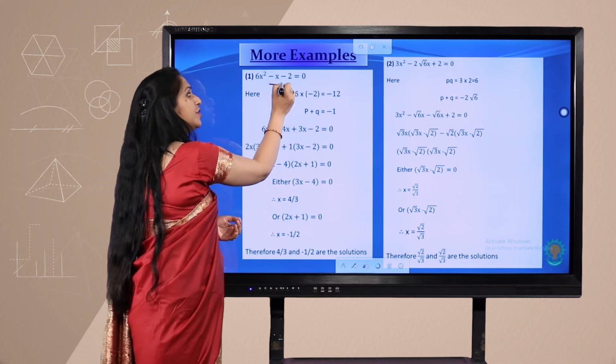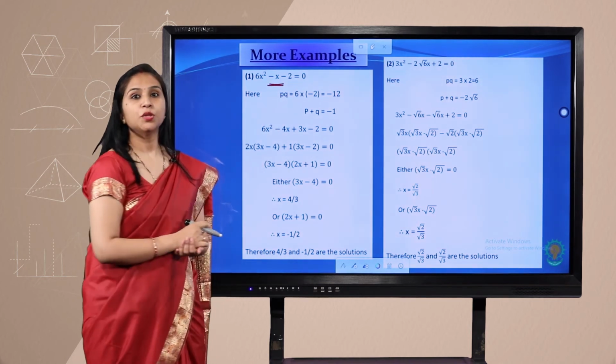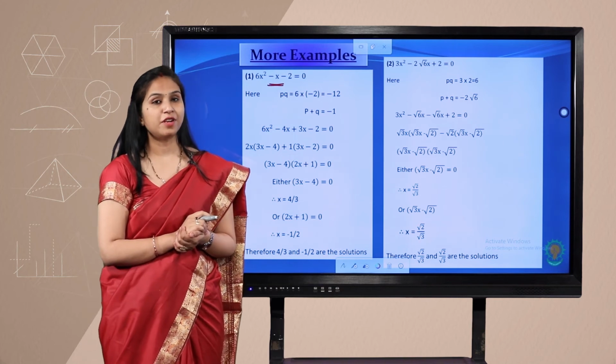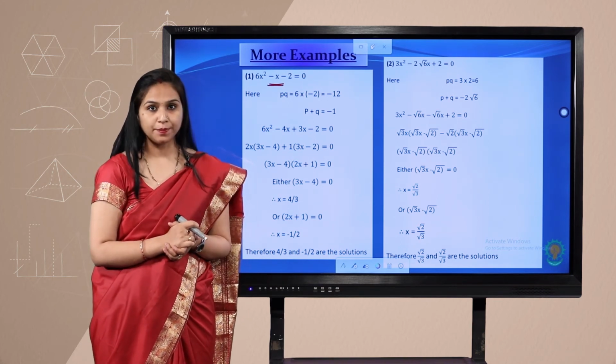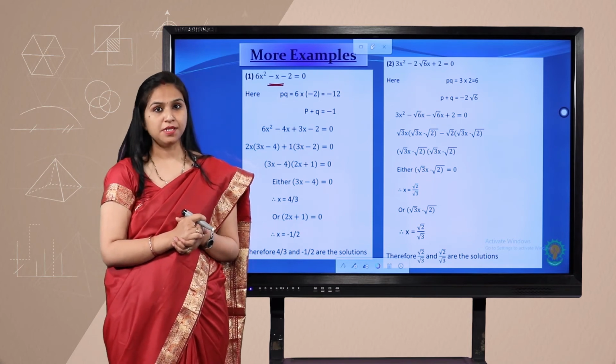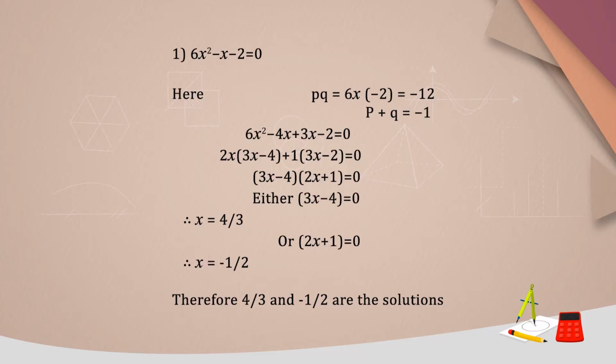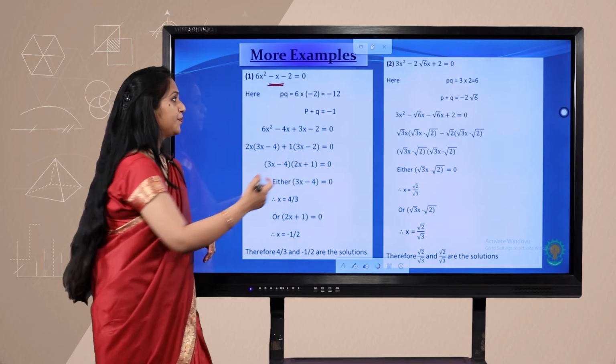Children, what is the coefficient of middle term here? You can see there is no number in front of x, means the coefficient of x here is 1. So, find out two numbers so that the product should be 12 and the sum should be 1. Okay. So, think of these two numbers.